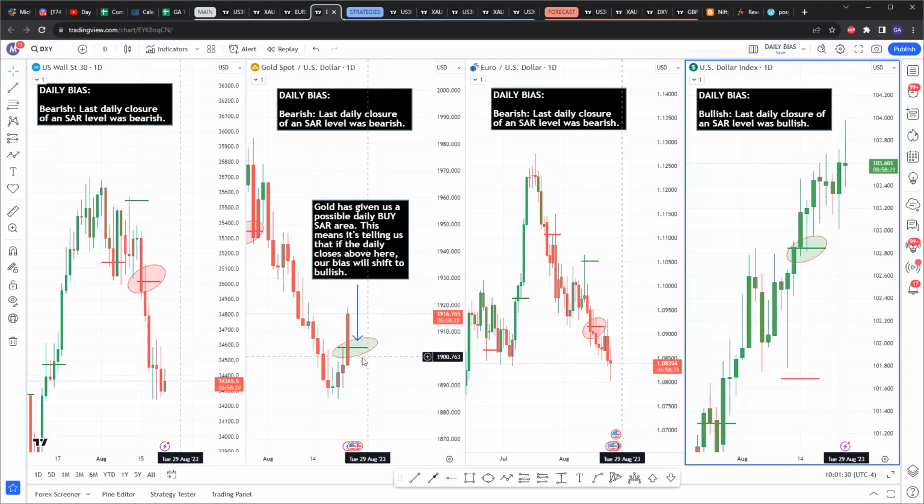And that's the beauty of the SAR. It just marks up: this is my buy zone, this is my sell zone. I don't care what the US dollar is doing.